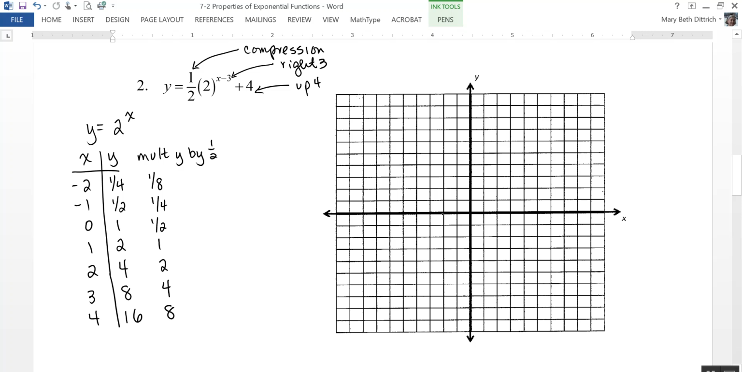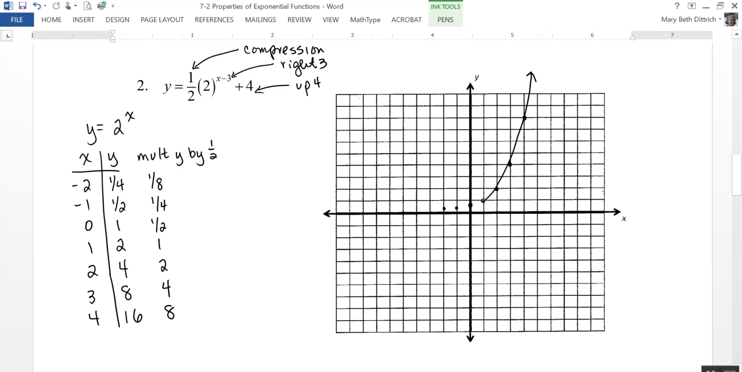So -2, 1/8. Oh, we can't really do that. We're just going to do something approximate like that. 0 is 1/2. 1, 1, 2, 2. That's kind of strange. 3, 4. Okay, now I'm seeing the exponential growth. And 4, 8. Okay.